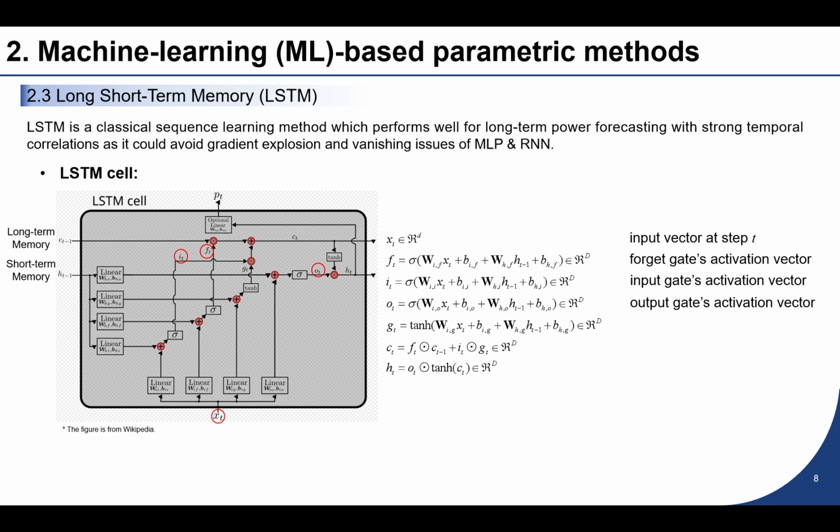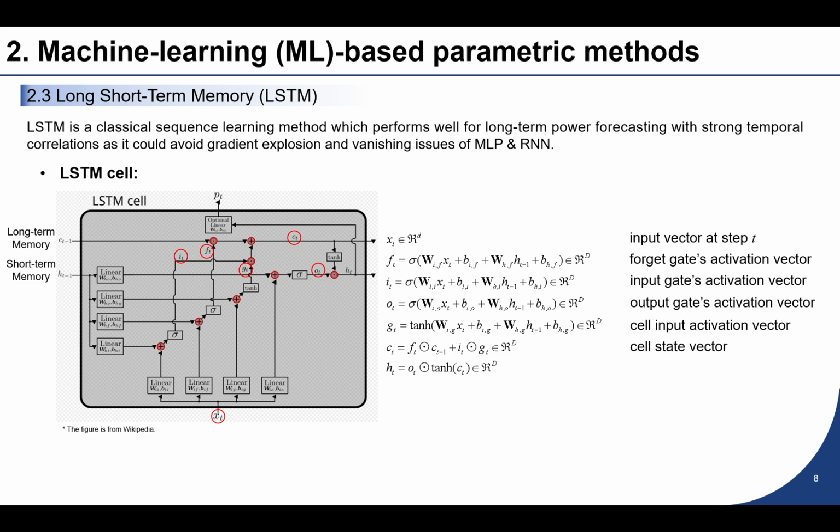In parallel, the candidate cell input gt is generated through a hyperbolic tangent function. This represents the new information that may be added to the memory. The new cell state ct is then updated by combining two parts: the retained memory, ft Hadamard-multiplied with ct-1, and the new candidate information, it Hadamard-multiplied with gt. This additive structure enables stable long-term memory.